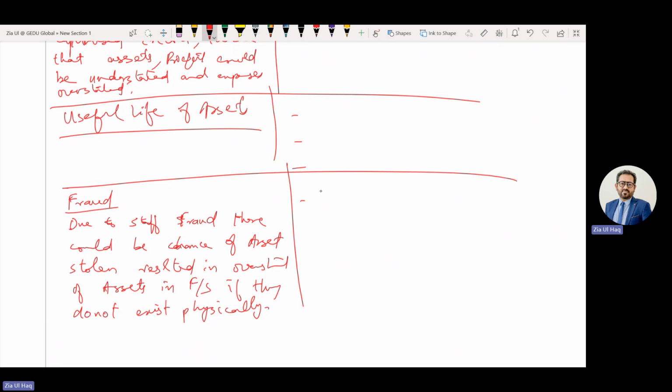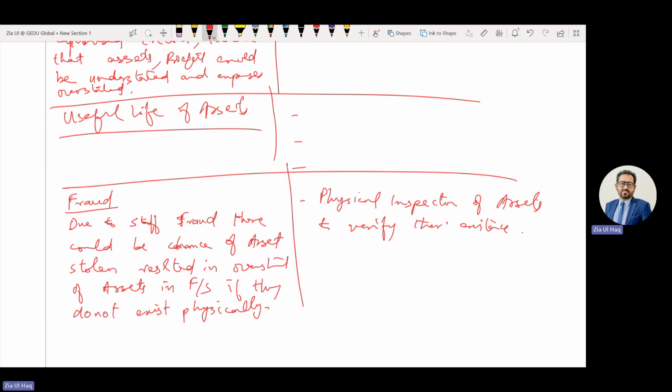How we can verify? Physical inspection of the assets to verify their existence.